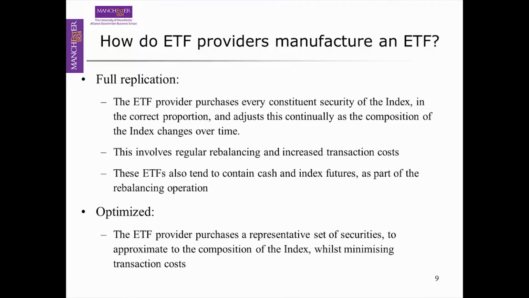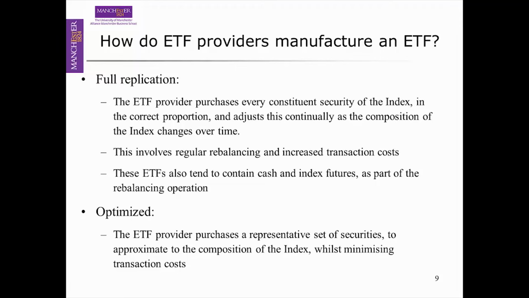How do ETF providers manufacture an ETF? One method is full replication. In this method, the ETF provider purchases every constituent security of the index in its correct proportion and adjusts this continually as the composition of the index changes over time. This involves regular rebalancing and increased transaction costs. These ETFs also tend to contain cash and index futures as part of the rebalancing operation.